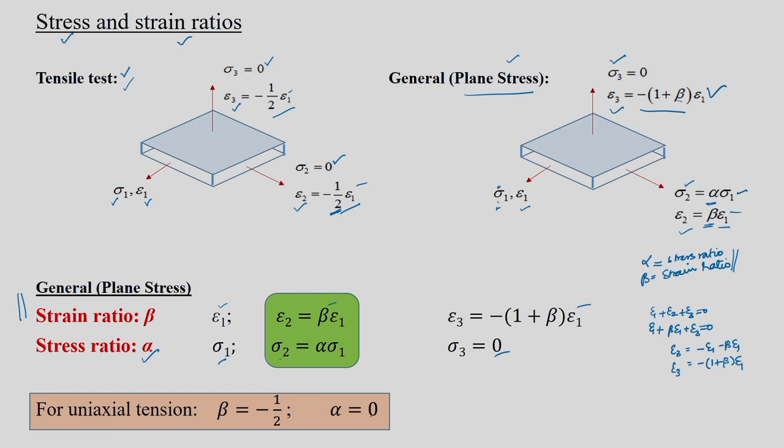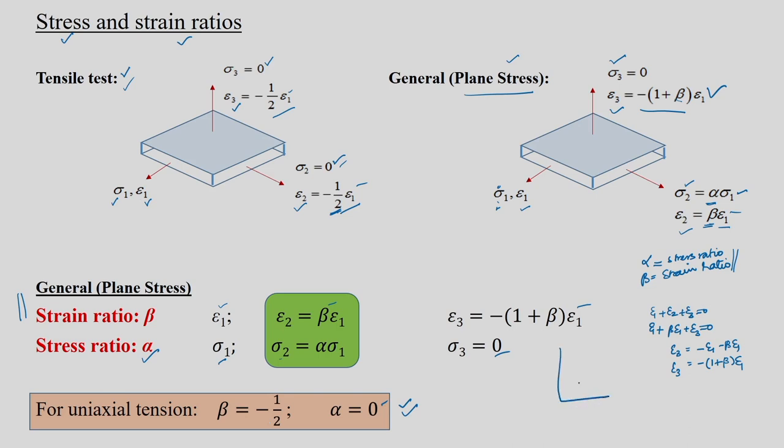And alpha is equal to 0. Why? Because as per the definition of alpha, it is sigma 2 by sigma 1. So sigma 2 here is 0, so 0 by sigma 1 is 0. So alpha is equal to 0. So this is the first important one. What are alpha and beta for the uniaxial tensile test? Alpha is 0, beta is equal to minus 1 by 2.